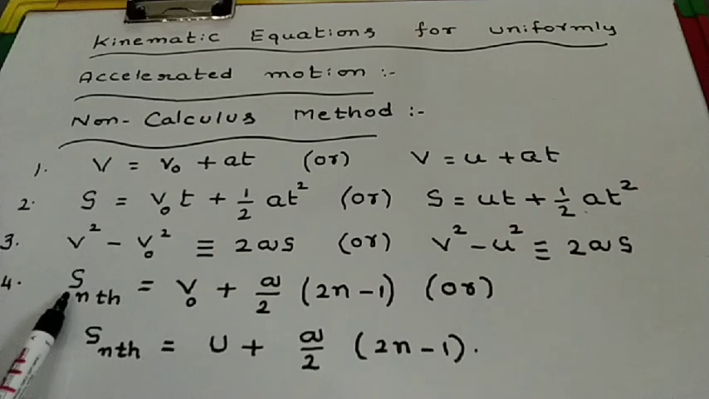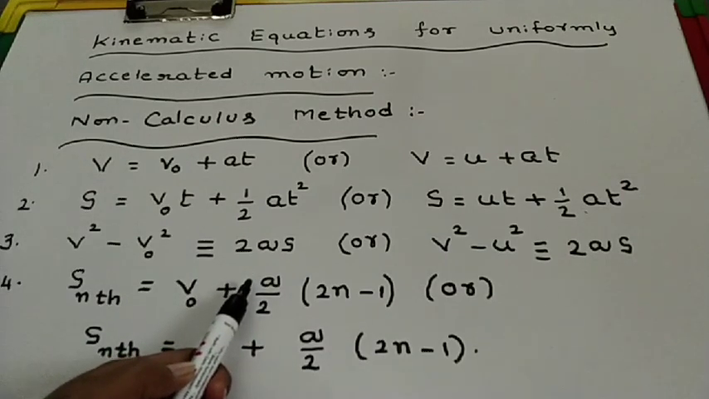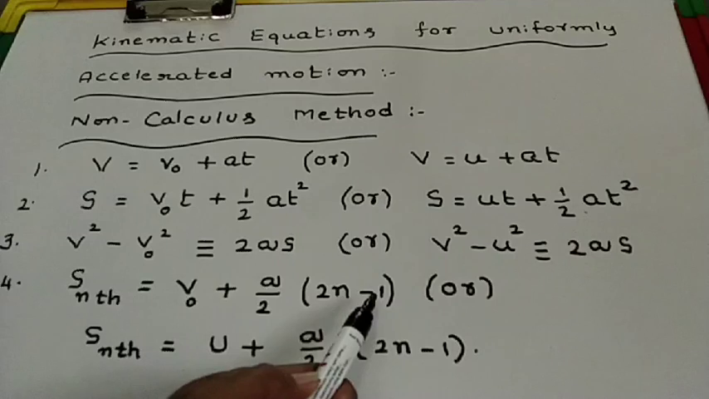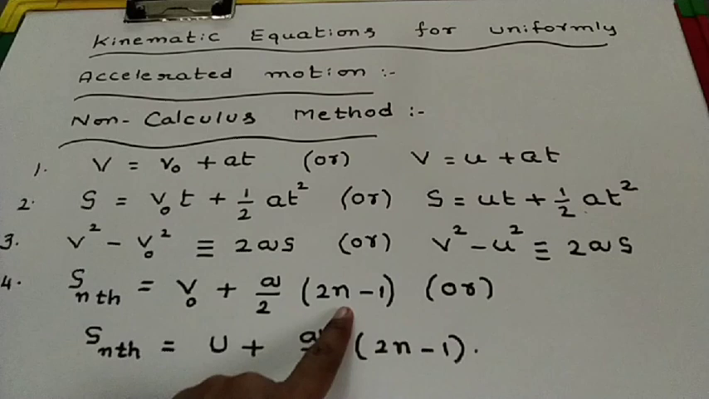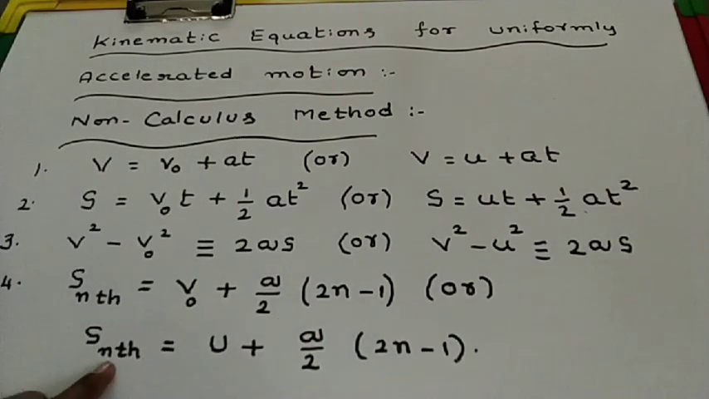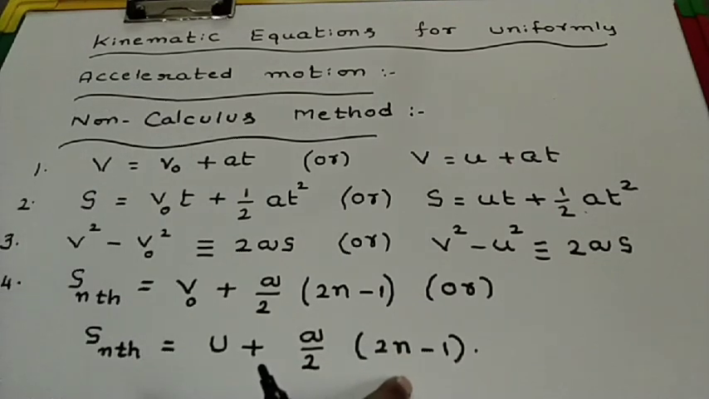In the fourth equation, S is the distance or position, V naught is the initial velocity, A is the acceleration, and n in 2n minus 1 is the nth second, S nth being the distance travelled in the nth second. Similarly, S n is the distance, U is the initial velocity, A is the acceleration, and n is the nth second.